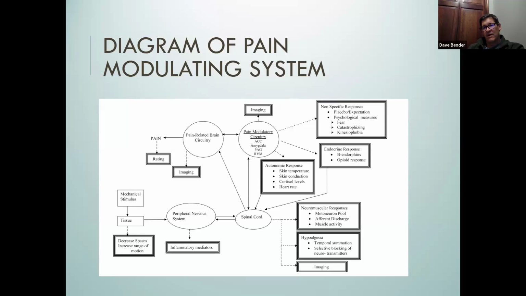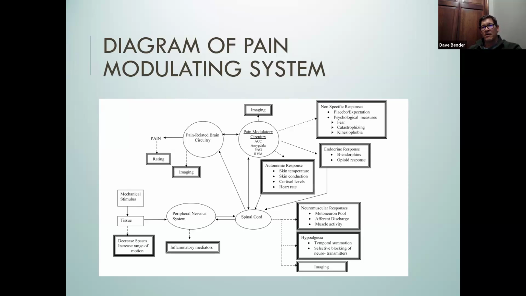But the spinal cord level can also regulate hypoalgesia, which is temporal summation: we have recurrent aberrant input where all of a sudden we recruit a larger pool of neurons for the noxious stimulus. The mechanical input we apply through manual therapy or dry needling can help to intercede in this response, with selective blocking of neurotransmitters. So when we have that mechanical stimulus, we have that peripherally modulated response, and it can also be modulated at the spinal cord level. Now we look at the upper left-hand corner here, at the pain-regulating brain circuitry.